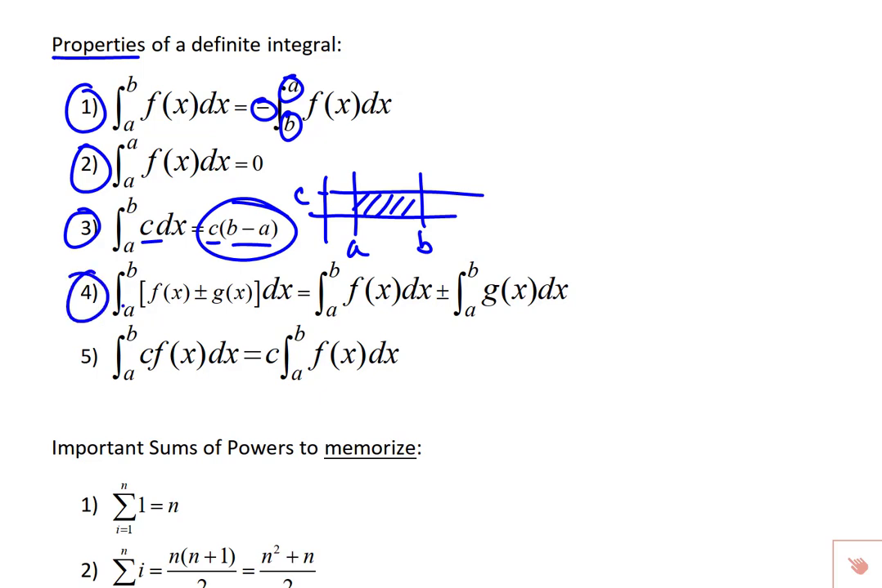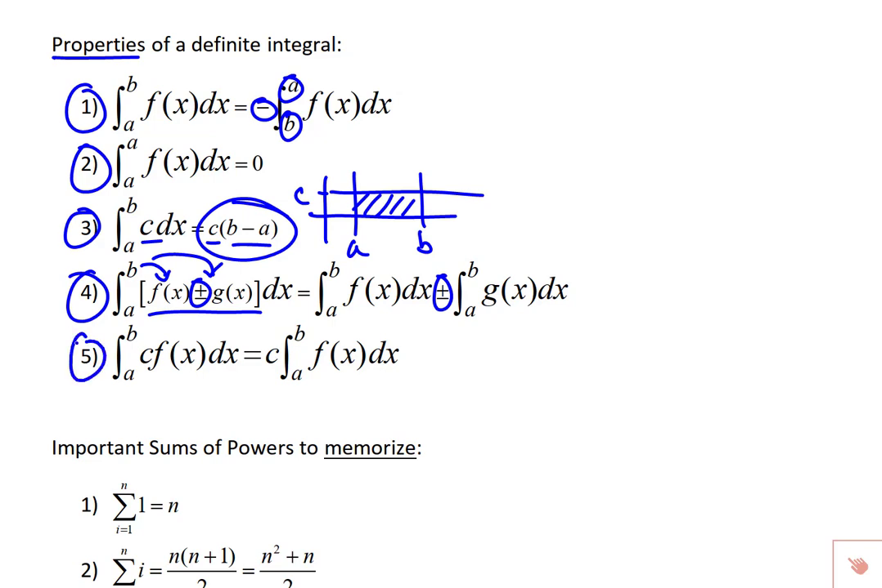Fourthly, we could say that the integral from a to b of f of x plus or minus g of x, so a sum or difference of functions, dx, equals the integral from a to b of f of x plus or minus the integral from a to b of g of x dx. So notice the plus or minus corresponding to the plus or minus. The point of this one is that it's kind of like distributing the integral symbol to both functions that follow it, as long as they're separated by a plus or a minus.